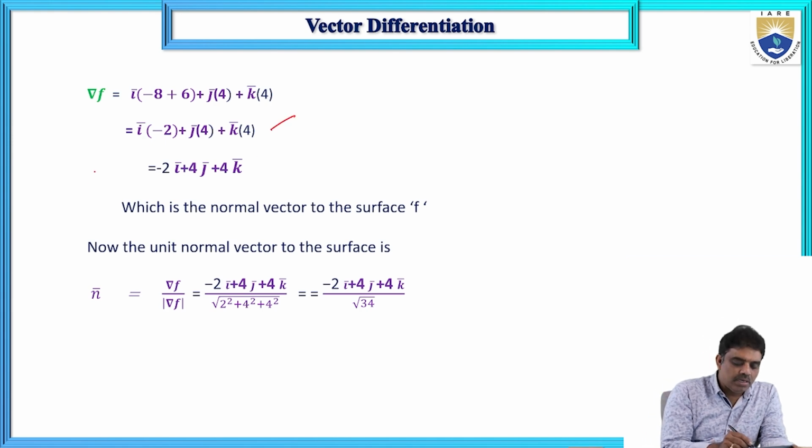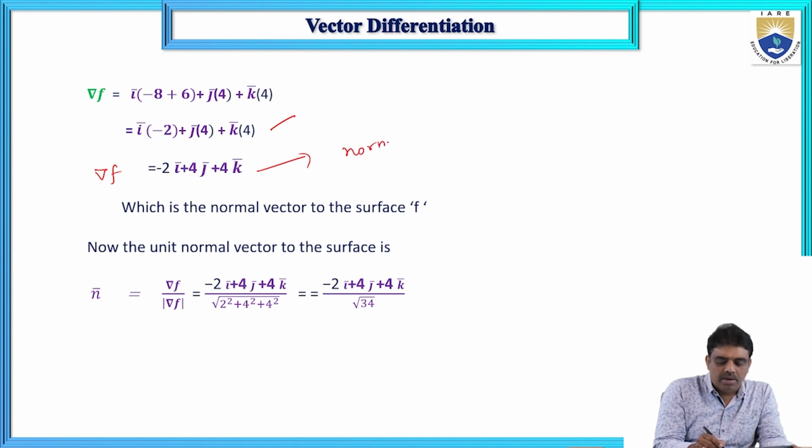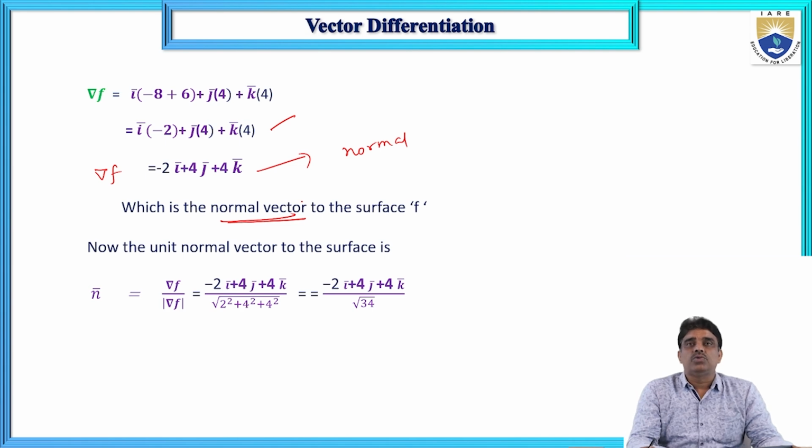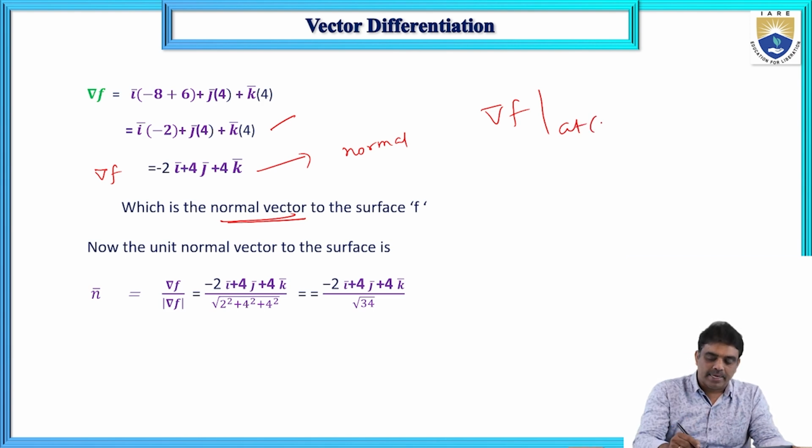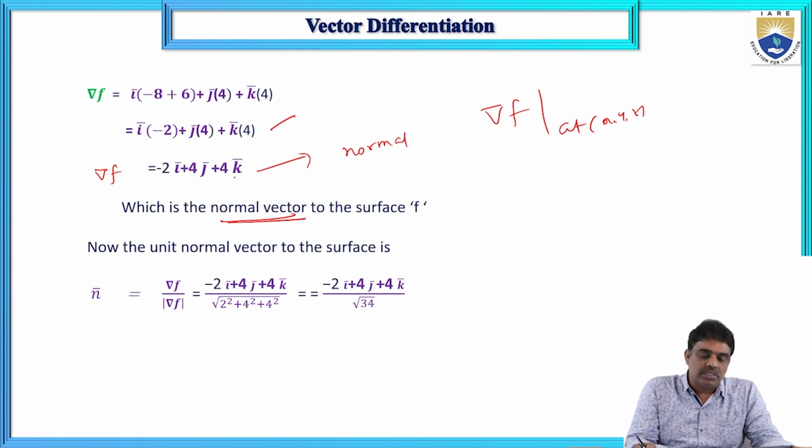So this is what? Grad f. Grad f means the normal vector, which I have already written here, the normal vector to the surface f. So one part is over. We have calculated the normal vector to the surface by considering grad f at the point, that is at that point x, y, z. So that will be the normal vector to the surface.